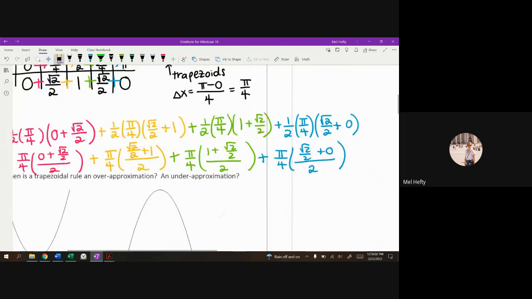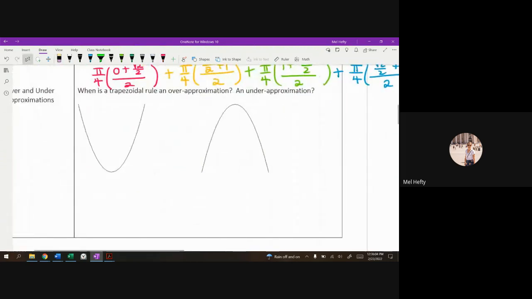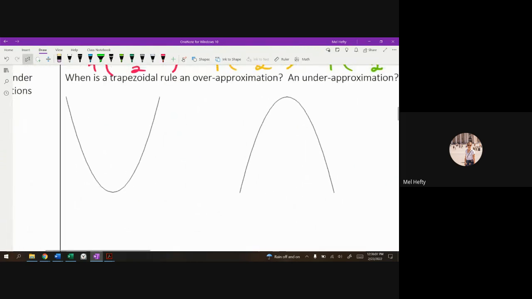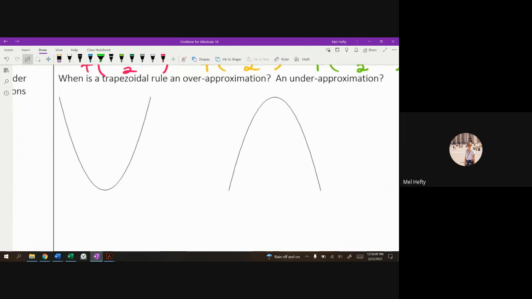All right, so before we take a break, one more thing. I want to know when it's an over or under approximation. What do you think has to do with this? What's the difference between these two pictures if you had to use calculus words? This guy is concave up like a cup. This is concave down like a frown. So concavity is actually going to give us our difference here.